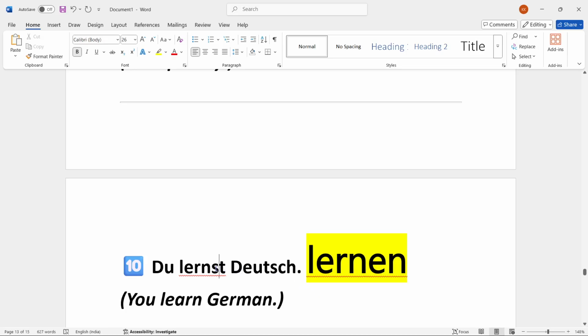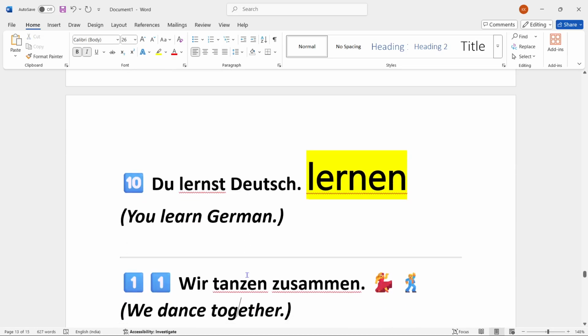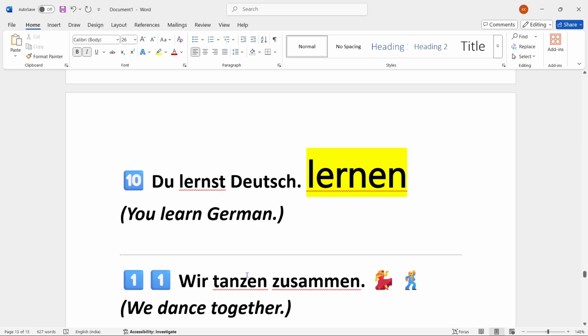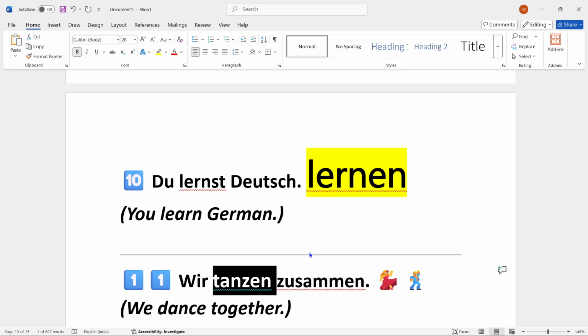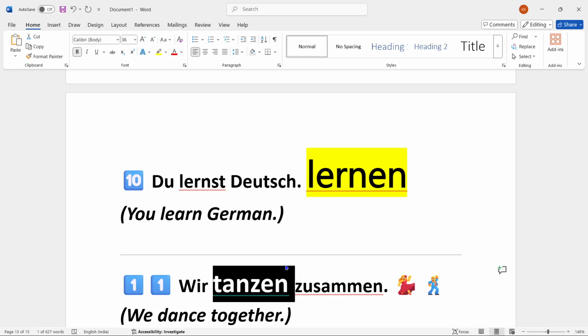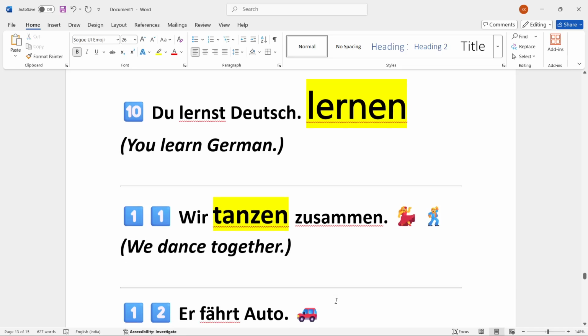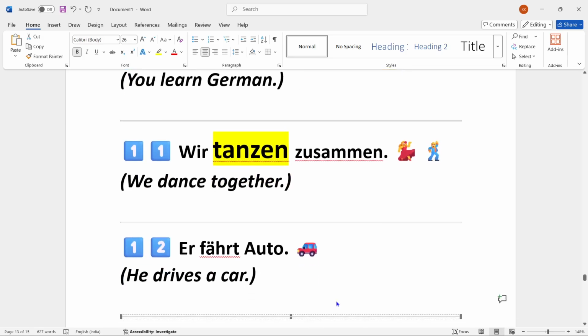Here is the conjugated verb, but we are using the verb to make the sentence. Wir tanzen zusammen. Tanzen means to dance. We are using wir in this sentence, so no need to conjugate the verb. As I already told in my previous videos, if we are using wir, then there is no need to conjugate the verb. As it is, we need to write. Wir tanzen zusammen.